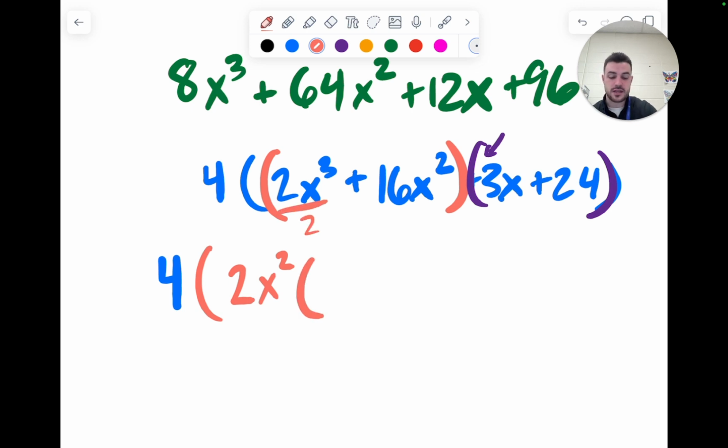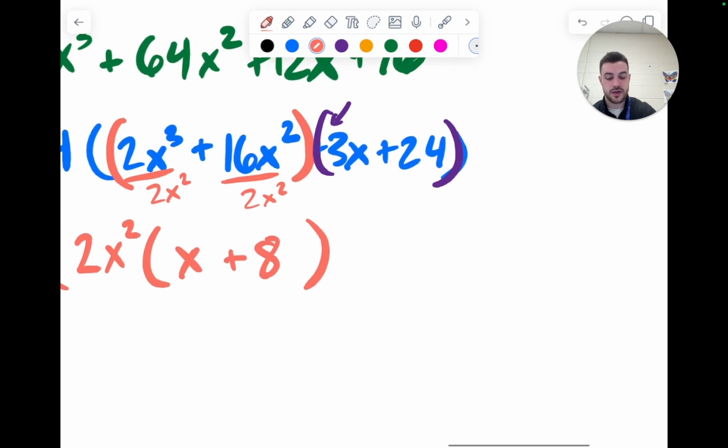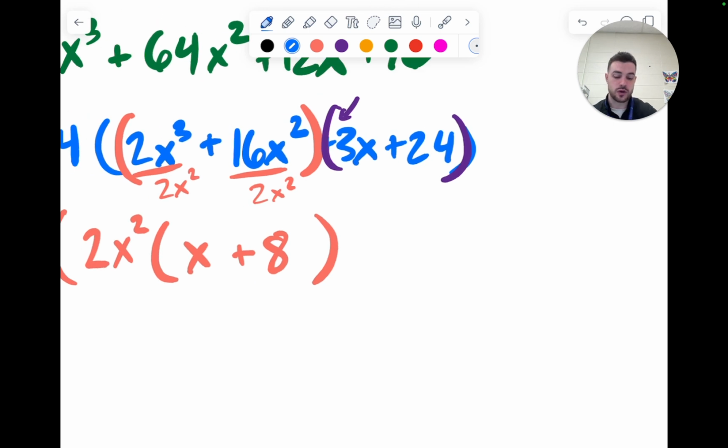So I'm going to divide each of these by a 2x squared, and I am left with x plus 8. Now, I'm going to want to do the same thing over here, and I have a positive 3x and a 24. The only thing they have in common is a positive 3, and that leaves me with x plus 8.